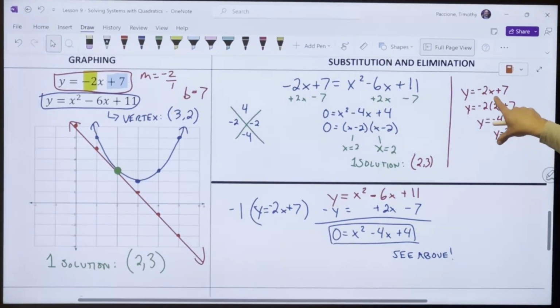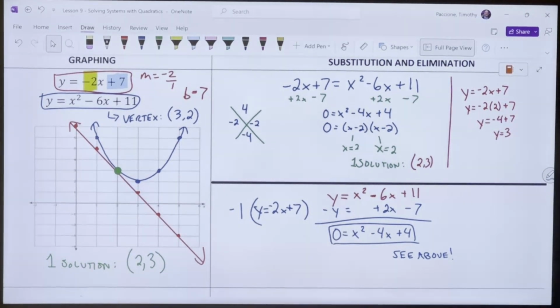I plugged in the 2 into the y equals negative 2x plus 7. I gave you my y. So say they were different numbers, not just 2. How would you know which one to pick? Or I'd have to plug them both in. Like we did in the first problem, we found 2 answers. So this one only had 1 answer.